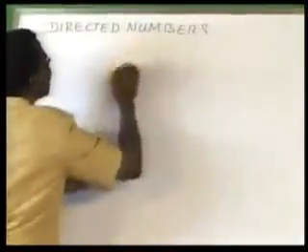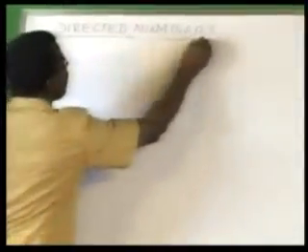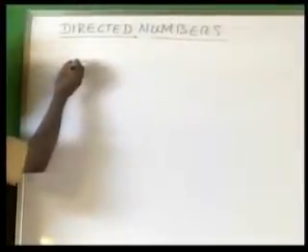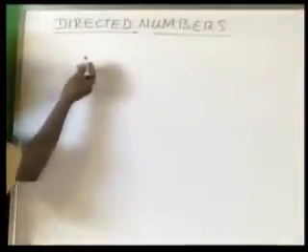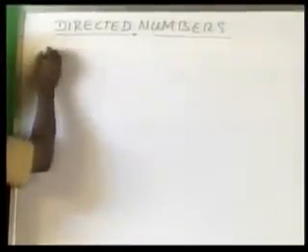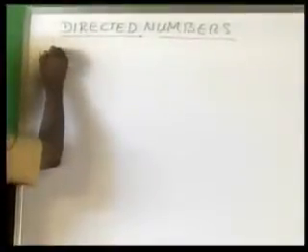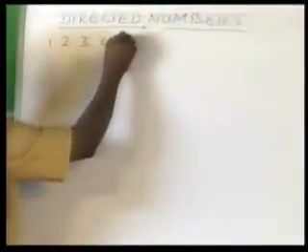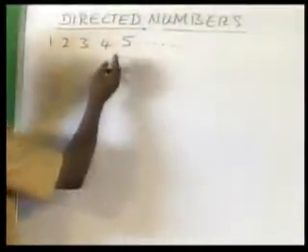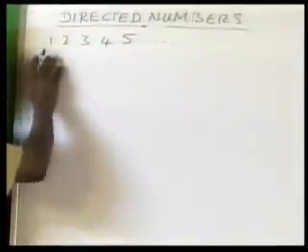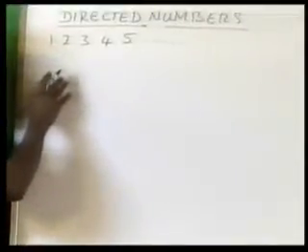Now, what are these directed numbers? Directed numbers are numbers that have signs that they carry. For instance, you know that usually in our numbers, we will learn 1, 2, 3, 4, 5, and like that. That is when we start to learn how to write 1, 2, 3. These are all positive numbers.